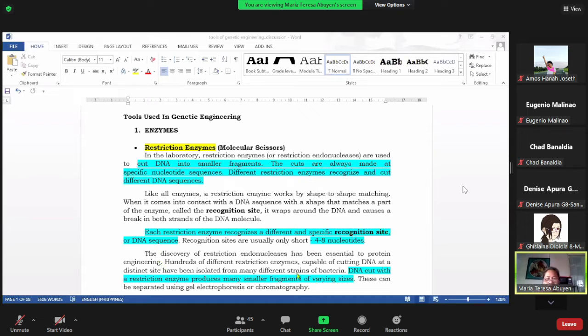Okay? DNA cut with a restriction enzyme produces many smaller fragments of varying sizes. So once cut, there may be a short fragment or segment, and there may be a long segment. Also, it actually depends on the type of restriction enzyme that cuts a DNA molecule.